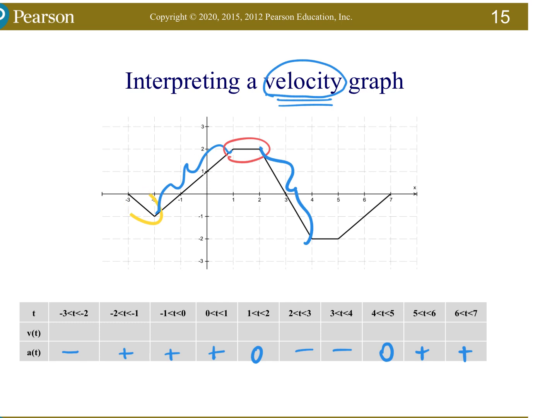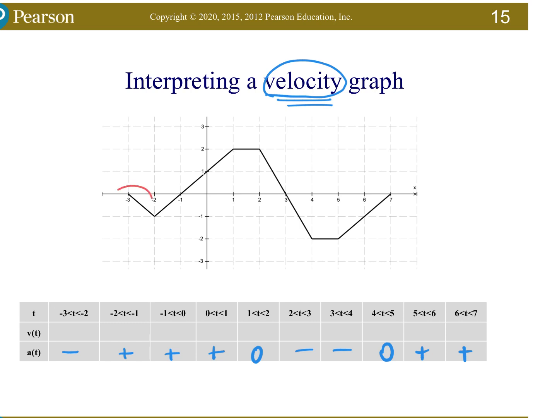Now I'm going to erase all this. Now I'm going to fill in the top row. Filling in the top row of velocity, when you're looking at a graph that's already velocity, all that does is ask you whether it's below or above the x-axis. It's not asking what its slope is. We've already done its slope. We just want to know, is it above or below the x-axis?